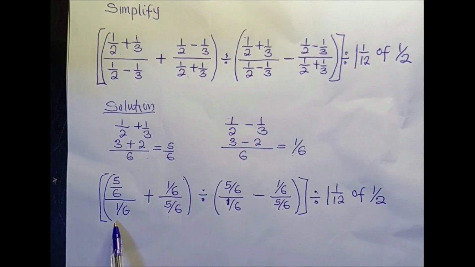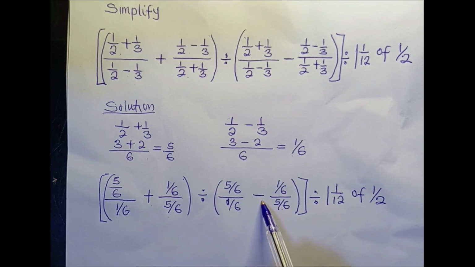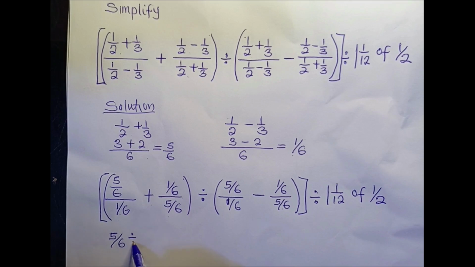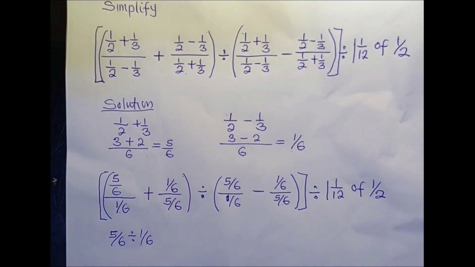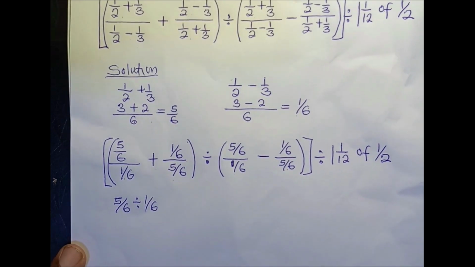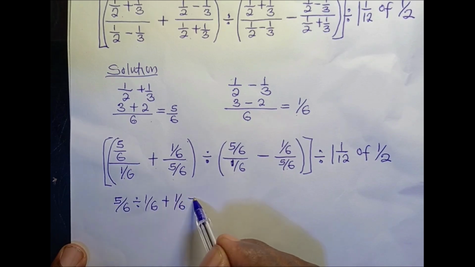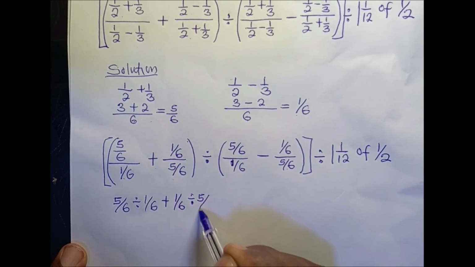Right. So we can simplify this side and add to the simplification of this. We can also simplify this one and subtract this one from that. So let's see. The over sign here means division sign. So we can write this one as 5 over 6 divided by 1 over 6 plus 1 over 6 divided by 5 over 6.